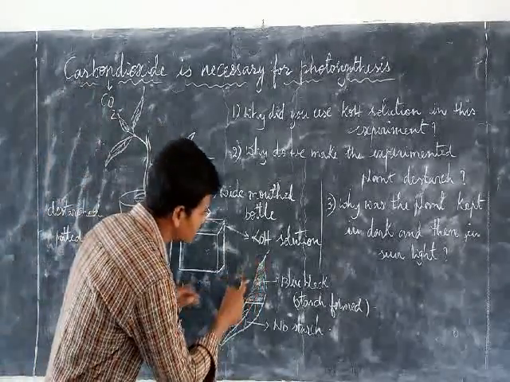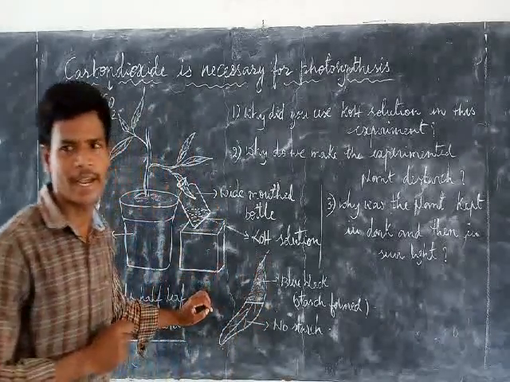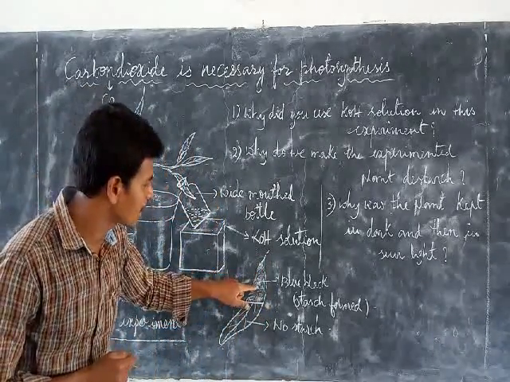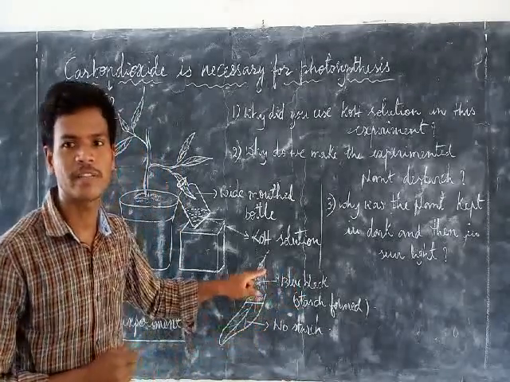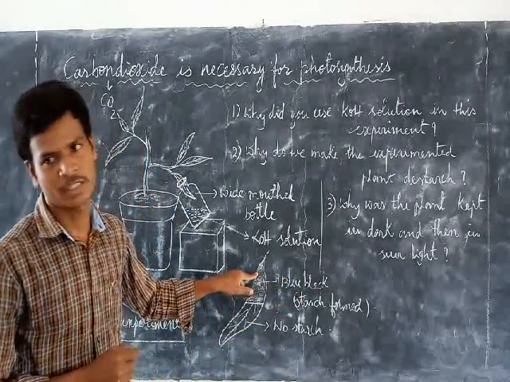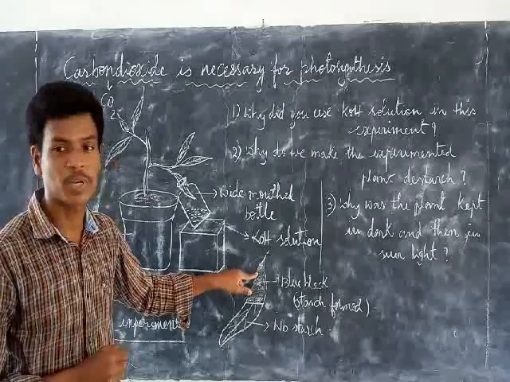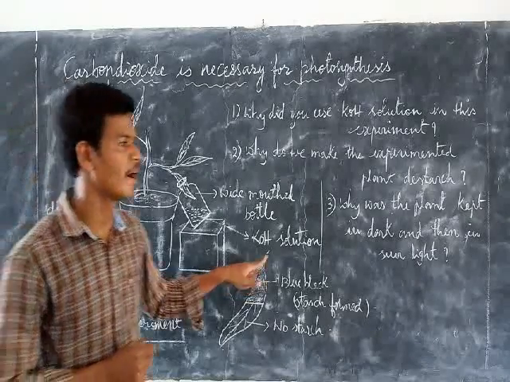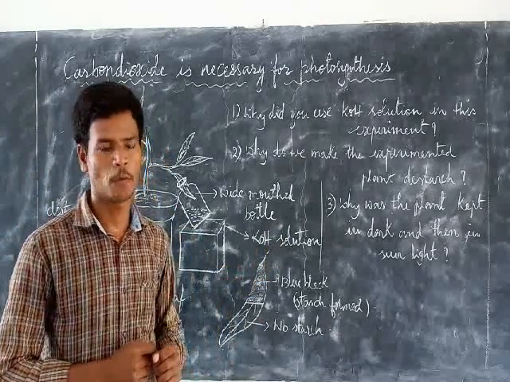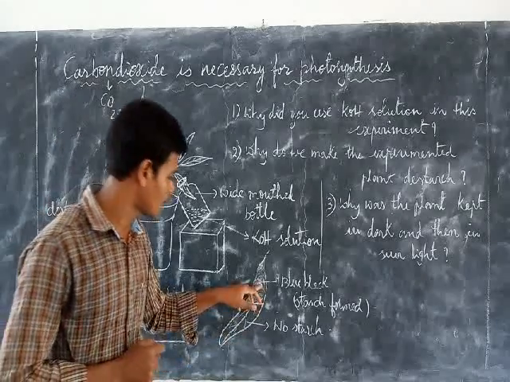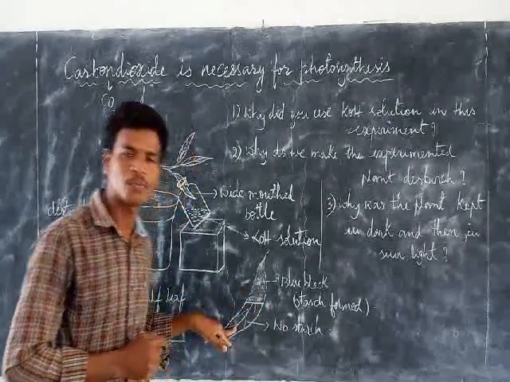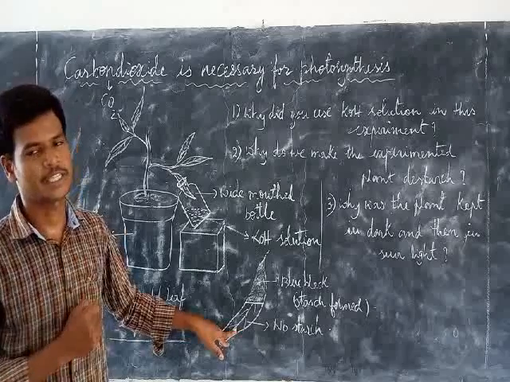Okay, this portion is exposed to sunlight. That's why this portion is converted into blue-black color due to the presence of starch. We can test the presence of starch by using iodine solution. Then what about the remaining portion of this same leaf? There is no color change.